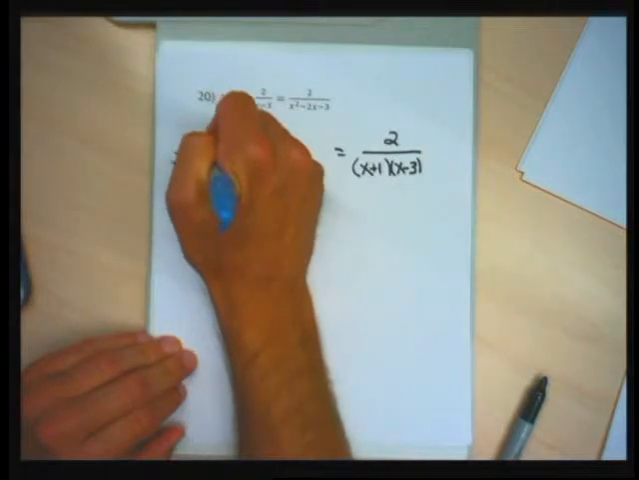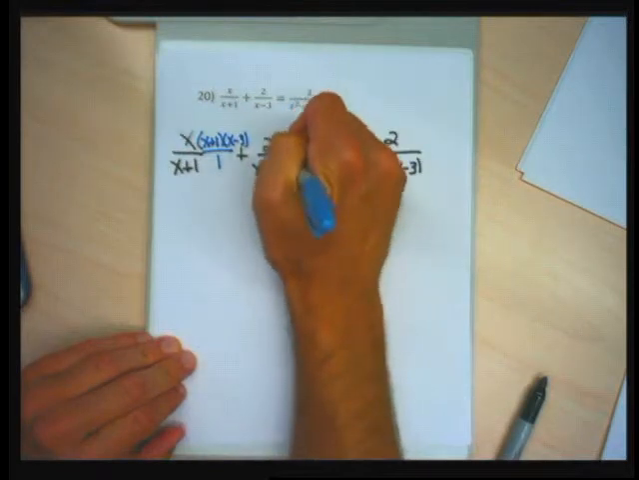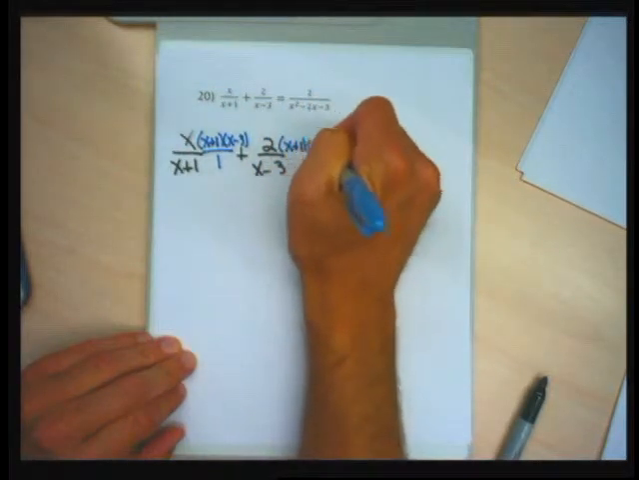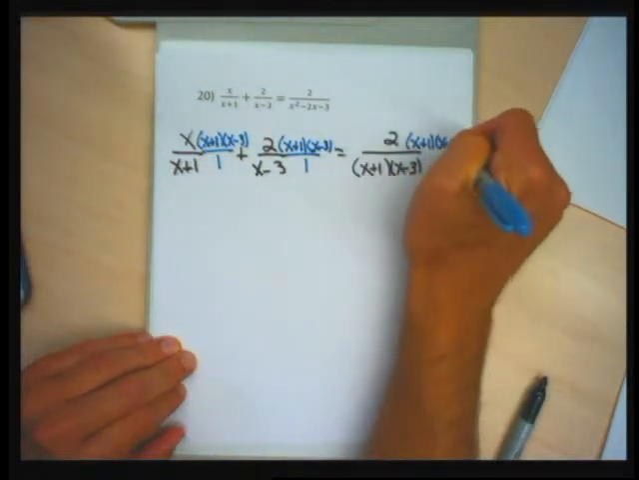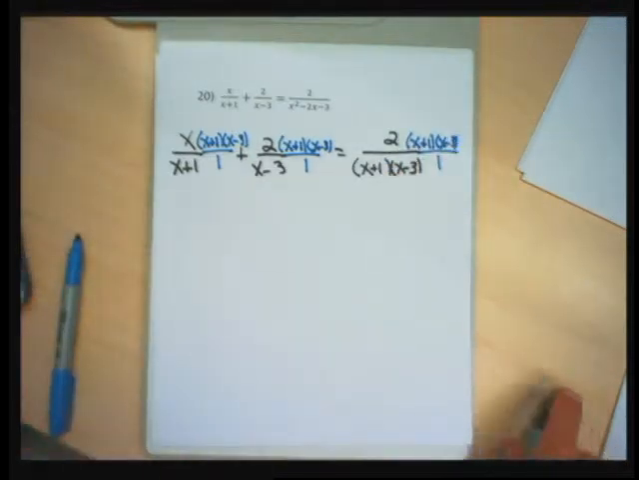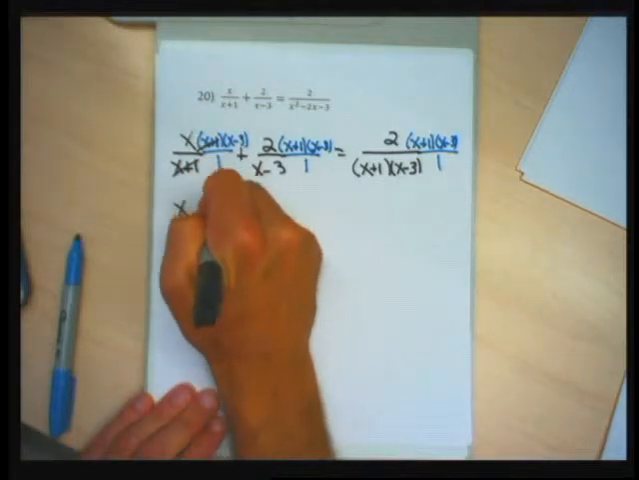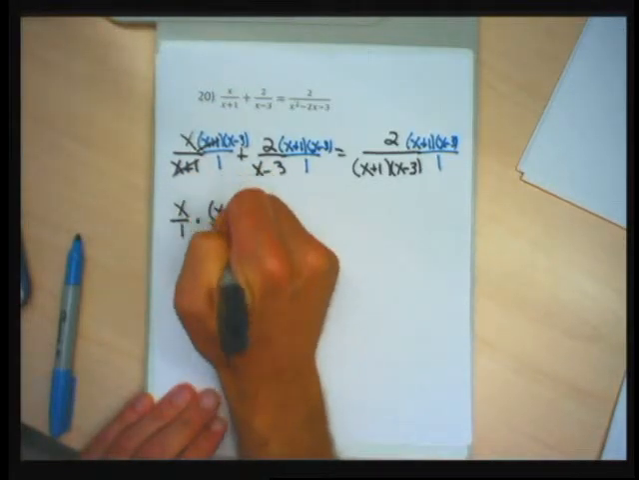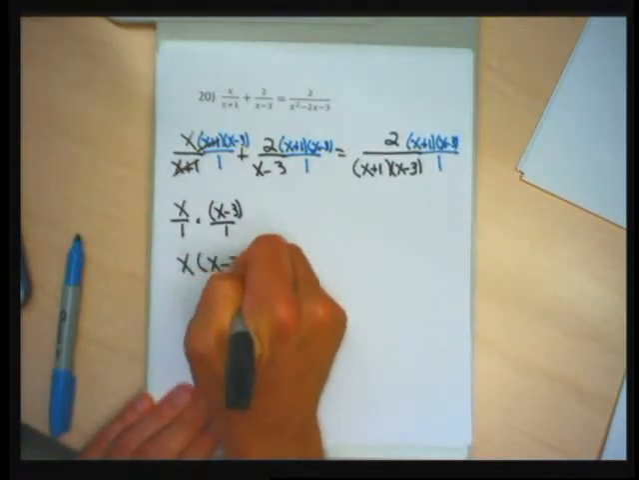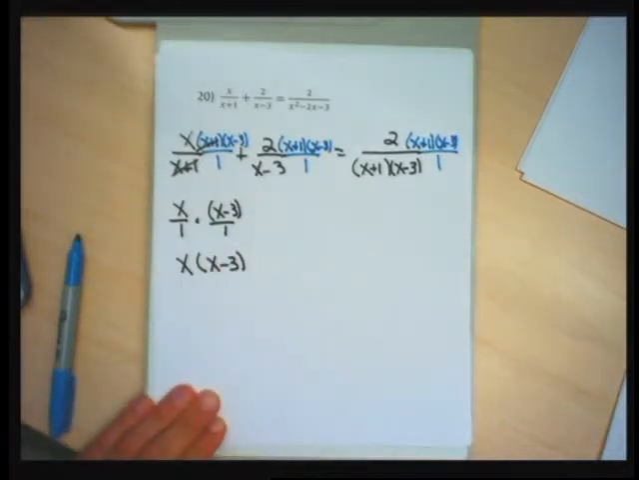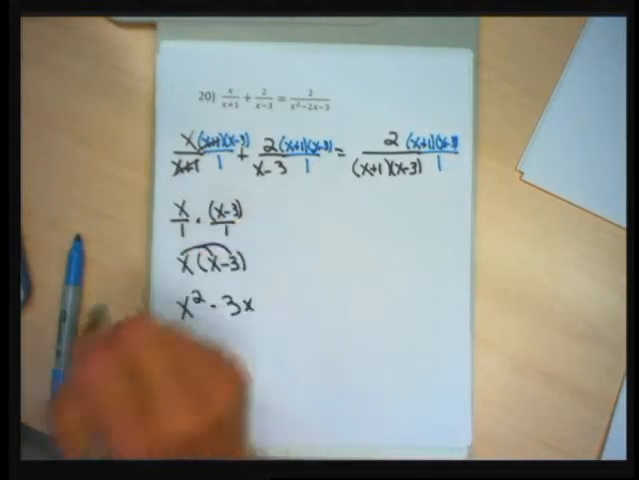So I'm going to go x plus 1 times x minus 3 over 1, x plus 1 times x minus 3 over 1, x plus 1 times x minus 3 over 1. Now I'm going to get into canceling mode. Cancel the x plus 1s. I'm left with x over 1 times x minus 3 over 1. Don't need the over 1 part, but I do need the parentheses for the x times x minus 3. The x times x minus 3 is going to give me x squared minus 3x. So I'm multiplying an x times an x and an x times a minus 3.